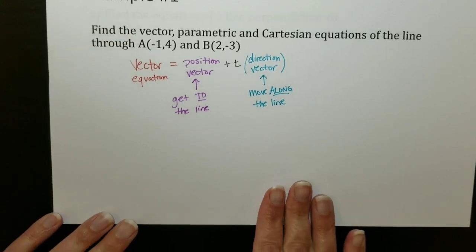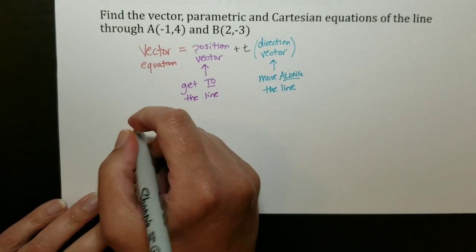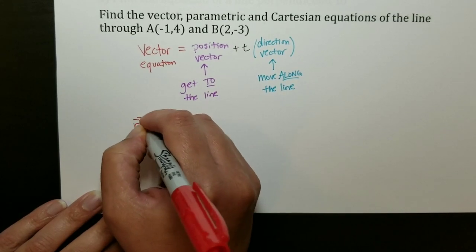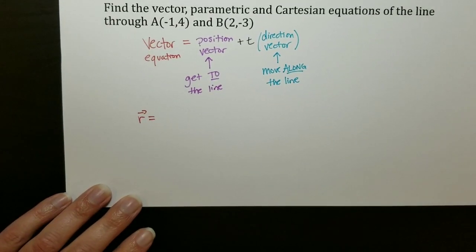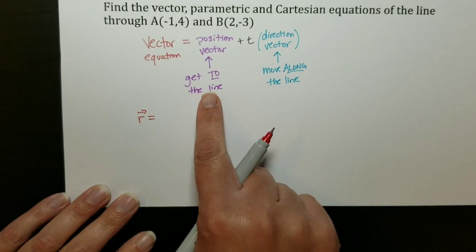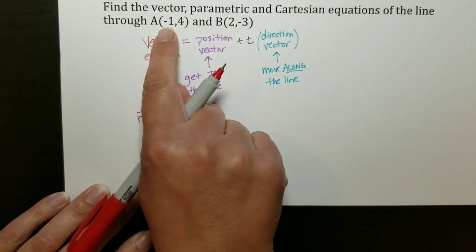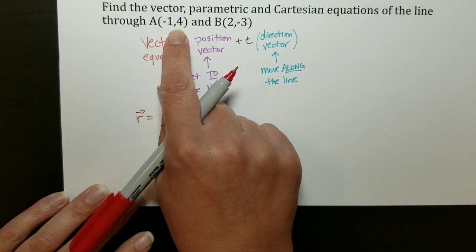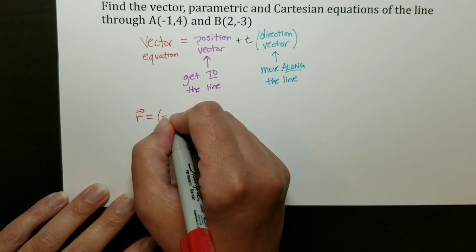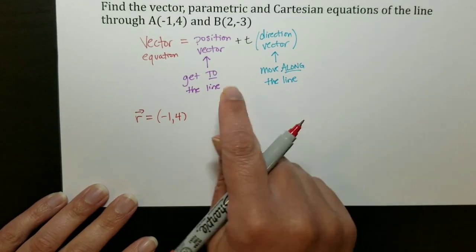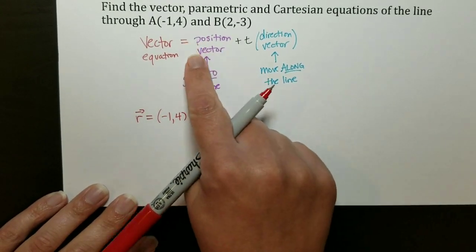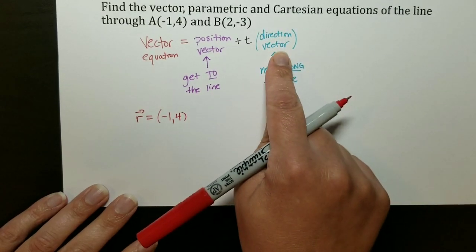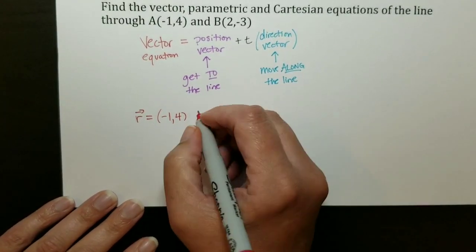Okay, so my vector equation here will be R equals, my resultant equals, I need to get to the line. I have 2 points on the line and I can pick either one of those. I might pick A just because of alphabetical order. I don't know. These are not unique equations. You can get to any point on the line. You can have any scalar multiple of the direction vector and it's all fine.